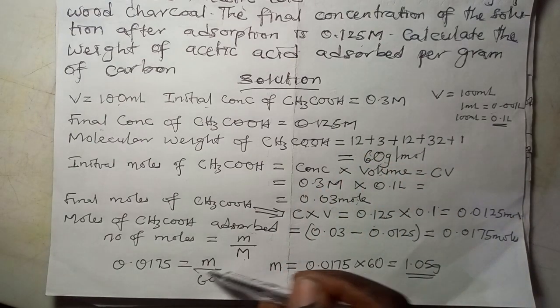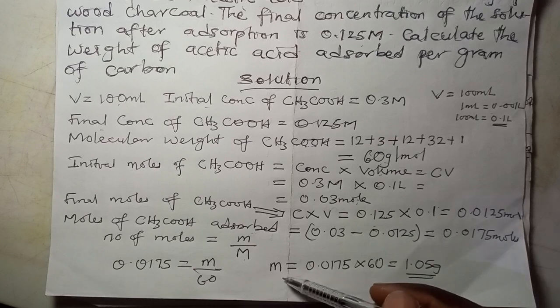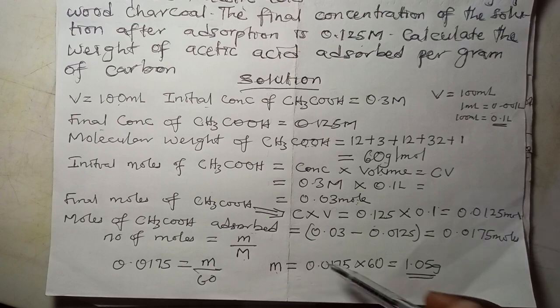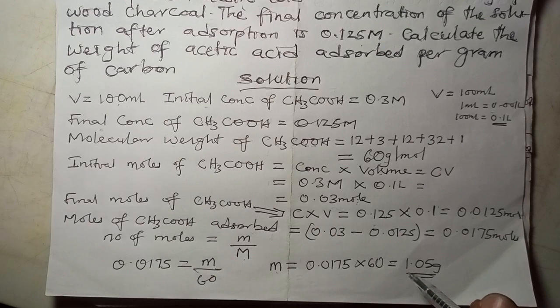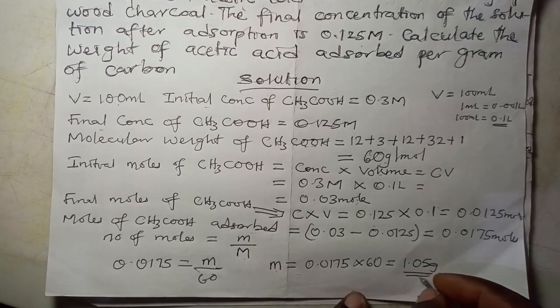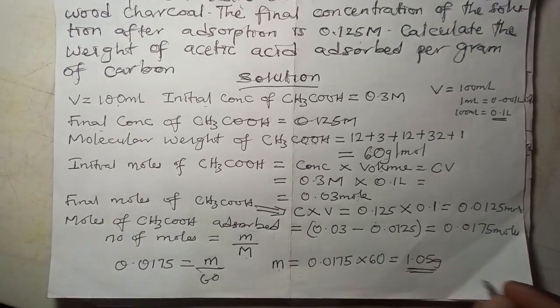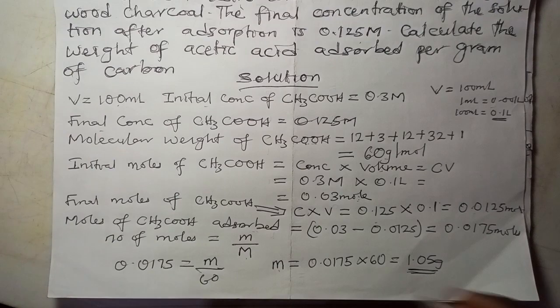So calculate the weight of acetic acid per gram. That is what has been calculated now. The weight of acetic acid is the weight per gram of carbon. So that is what we have gotten. So the answer is actually 1.05. Okay, that is what we have as our final answer. The answer is 1.05. So I hope you do understand what has just been calculated.